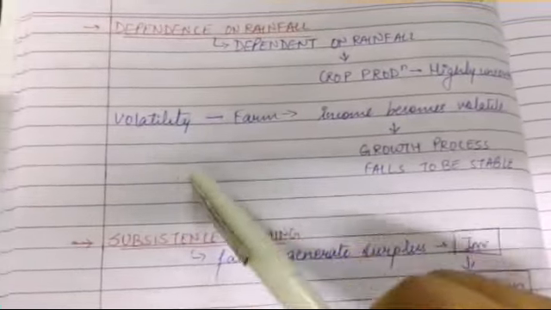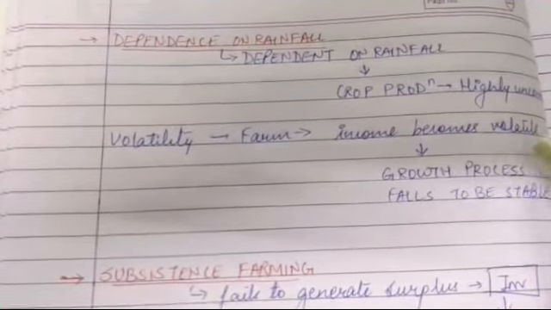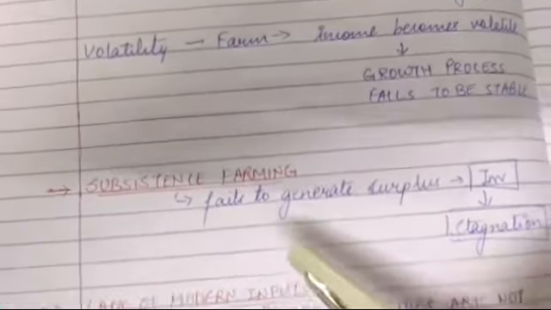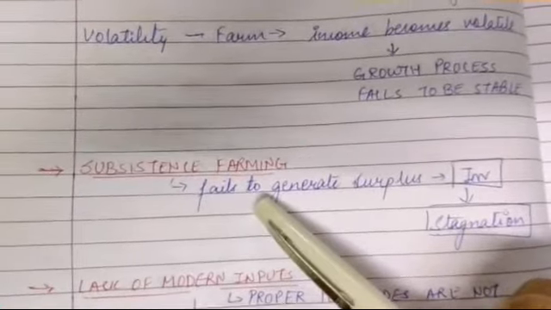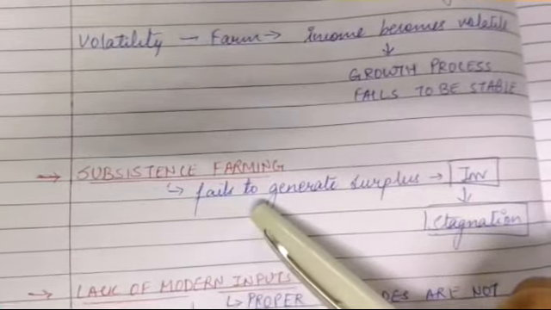So the volatility in farming means the income of the farmers becomes volatile, and the growth process fails to be stable. Now, when I talk about subsistence farming, it is basically where the farmers are subsistence oriented.